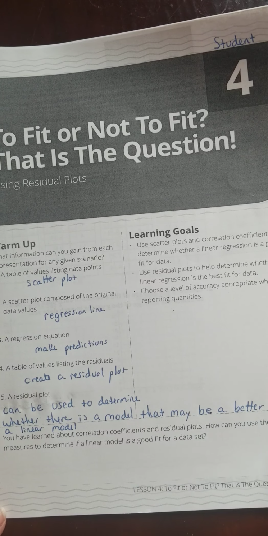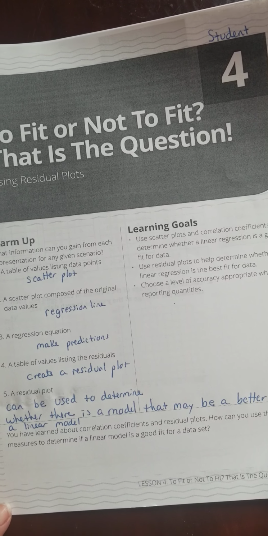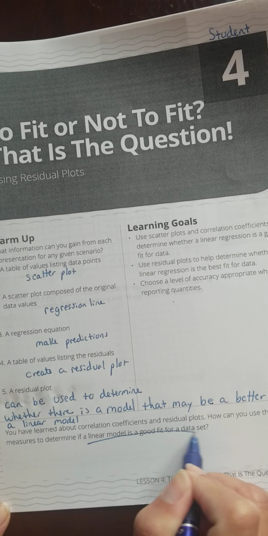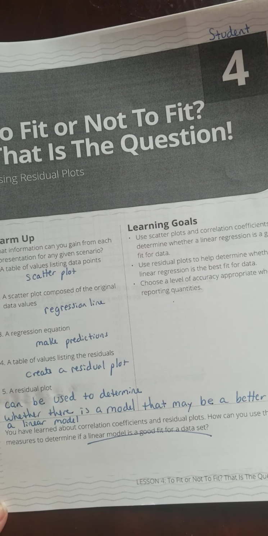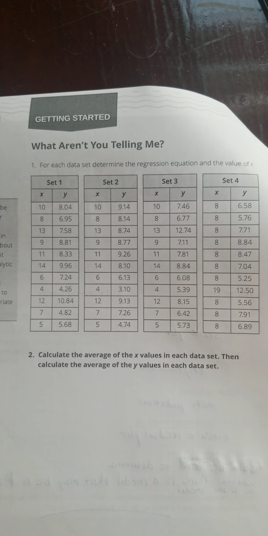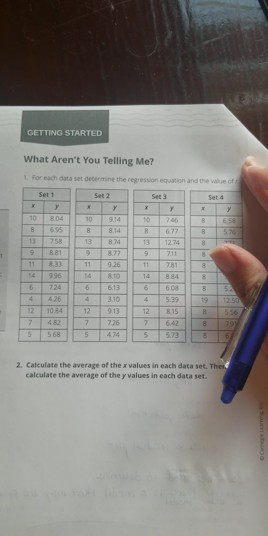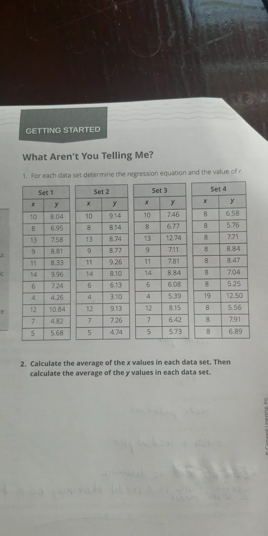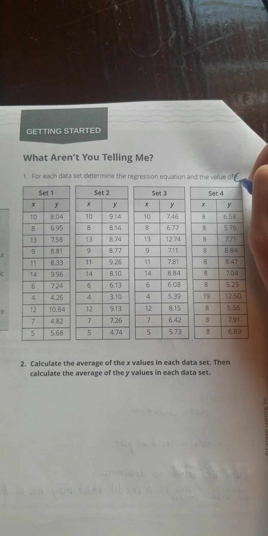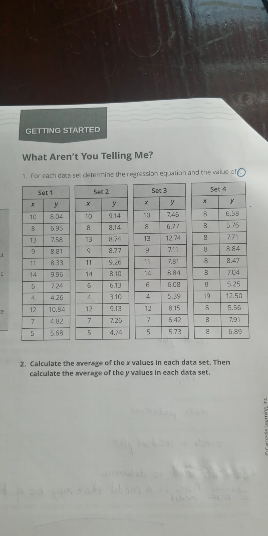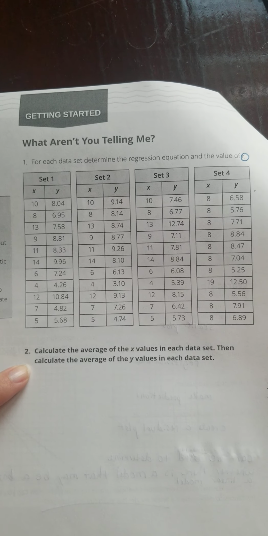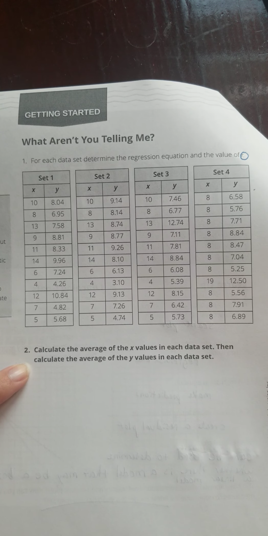You have learned about correlation coefficients and residual plots. How can you use these measures to determine if a linear model is a good fit for the data set? Let's explore. Getting started. What aren't you telling me? For each data set, determine the regression equation and the value of R, our correlation coefficient. Number 2, calculate the average of X values in each data set, then calculate the average Y values of each data set.